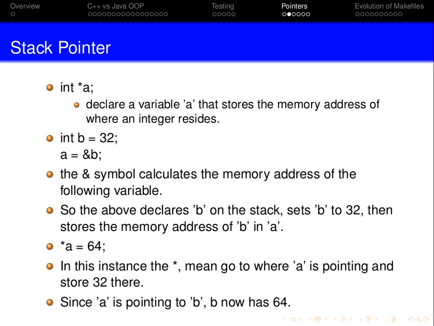So A is going to hold the memory location of B. If I dereference A and store 64 there, A is pointing to B, so B is now 64 because I've changed it by using A. It says 32 there. And the star means go to where A is pointing and store.